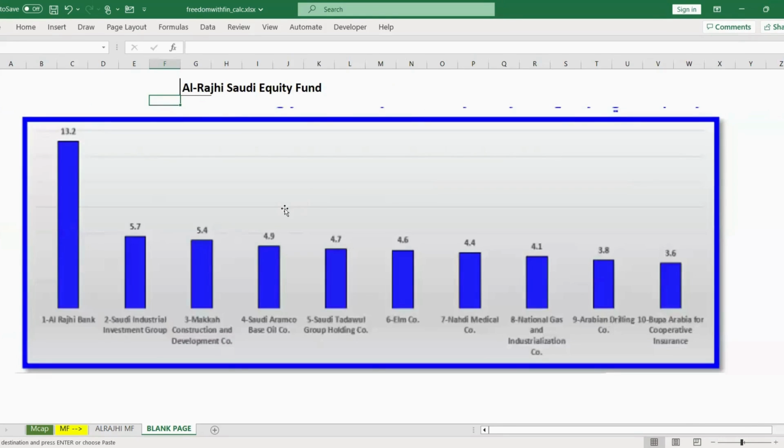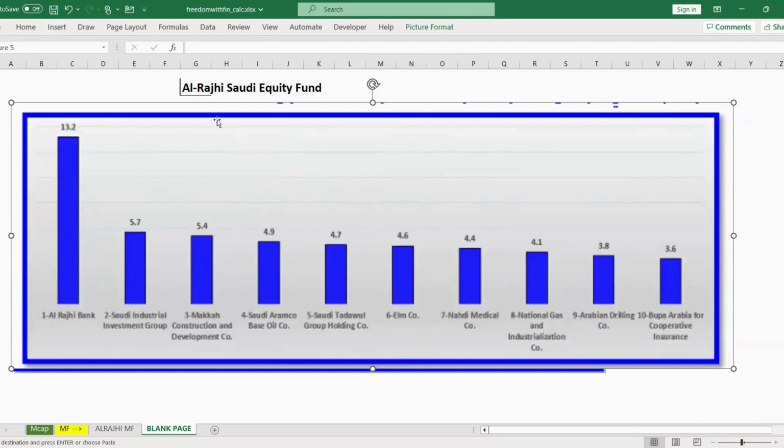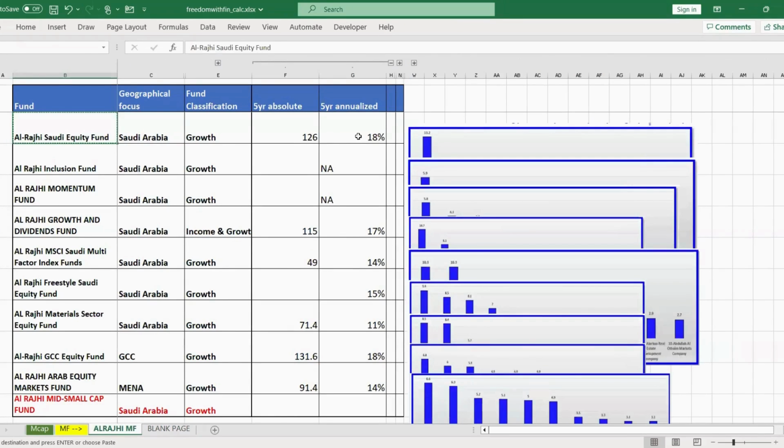I'm also looking into another one. So I just brought in the AlRajhi Saudi Equity Fund. In the Saudi Equity Fund, you will see the biggest component is AlRajhi Bank, which is a large cap bank, 13%. I can also see Elm Company. I see Aramco. I see Bupa Arabia Insurance. I see Nadi Medical. So some of these are really mid cap stocks. So it's comparatively less on the small cap, has more of a component of the mid cap and the large cap stocks in it, right? So this is a much more stable one. And if you go back to the table, that stability, in terms of returns also, is quite good, right? It's giving you a good solid return.